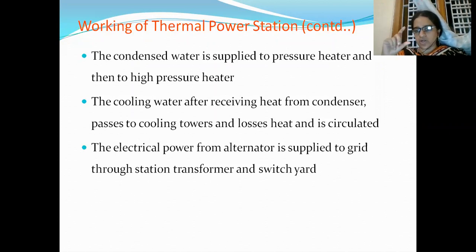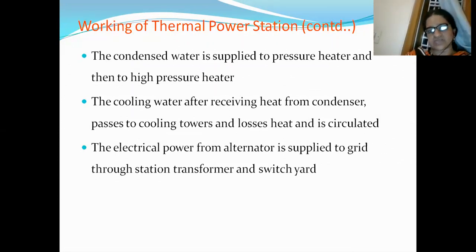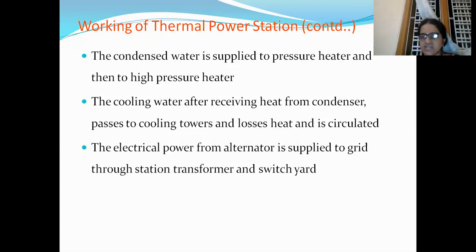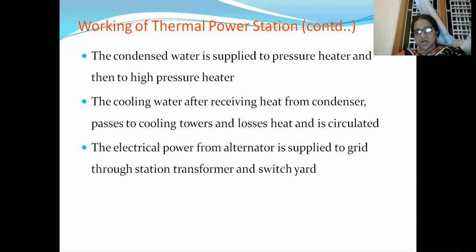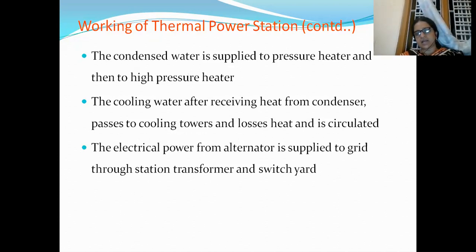So this water also should be cooled down. Why? Because the same water will be circulated repeatedly. So you need to cool down this water which is being circulated around the tubes of the condenser. Again, this water is passed through the cooling towers and the heat is lost, and again this water is circulated.